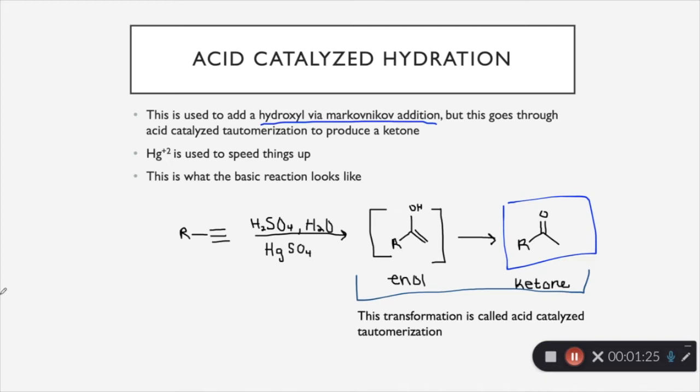Something else you should notice is that the reagent is a little bit different than acid-catalyzed hydration of alkenes. For acid-catalyzed hydration of alkynes, we are going to use H2SO4, H2O, and then we're going to have a mercury compound right here, and this is going to act as a catalyst to speed things up. So let's just go through this. We have our alkyne right here. We have a different reagent, and that is going to add the hydroxyl Markovnikov, but this is going to be an intermediate step. Then it's going to go through a transformation to become a ketone, and the ketone will be the final product.